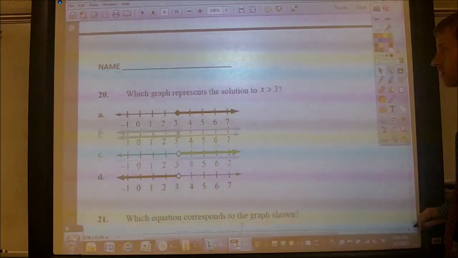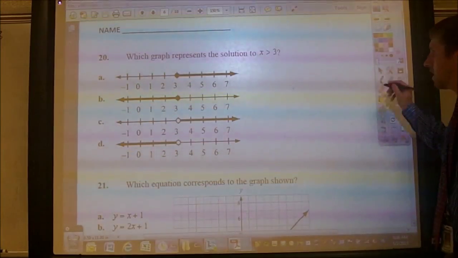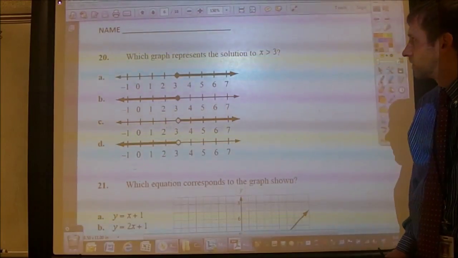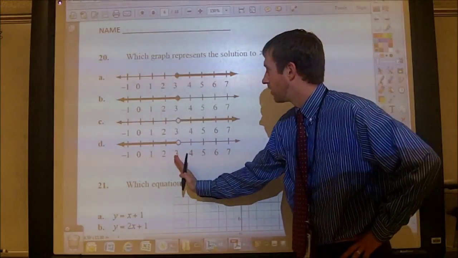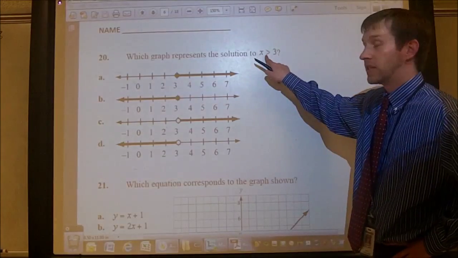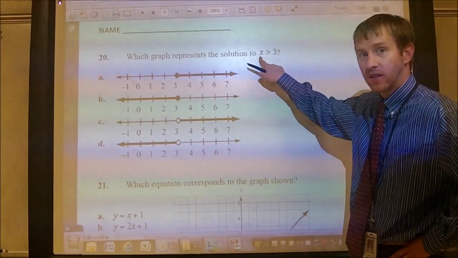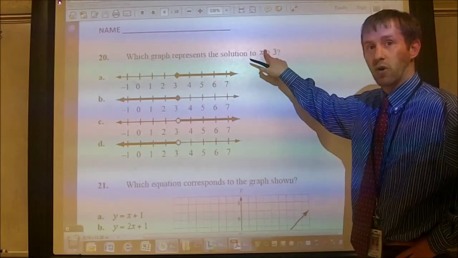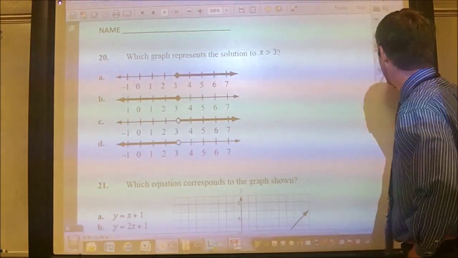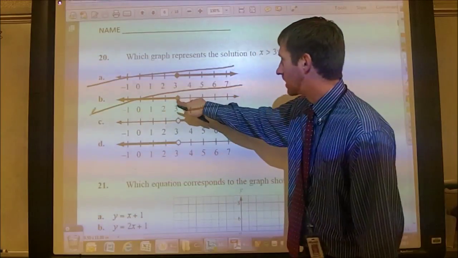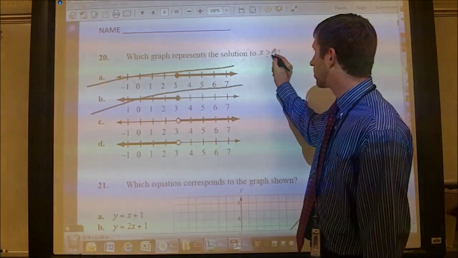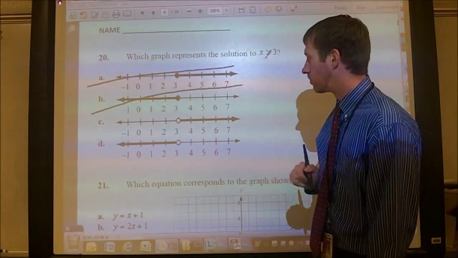All right, last one we're going to do in this video. Number 20. Which graph represents the solution x is greater than 3? Okay, notice all of them pick up on 3. It just says greater. It doesn't have the line underneath. It doesn't mean equal to. So that means it needs to be an open circle. So we can eliminate A, and we can eliminate B, because they had closed circles, and that would only be true if it was greater than or equal to.